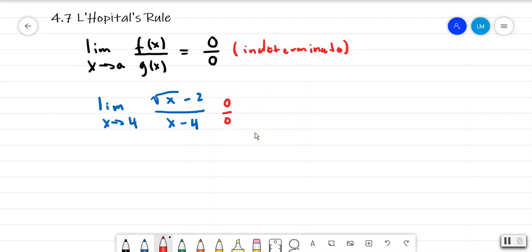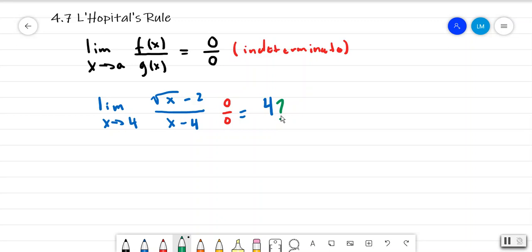Now, previously I might have said that we just need to rewrite this so that you can basically get that the limit value is actually equal to, let's see, 4. Now the question though is, how can we do this using L'Hopital's rule?